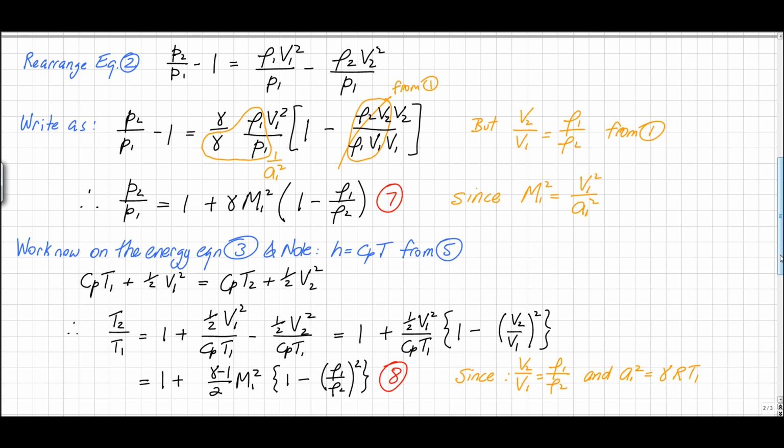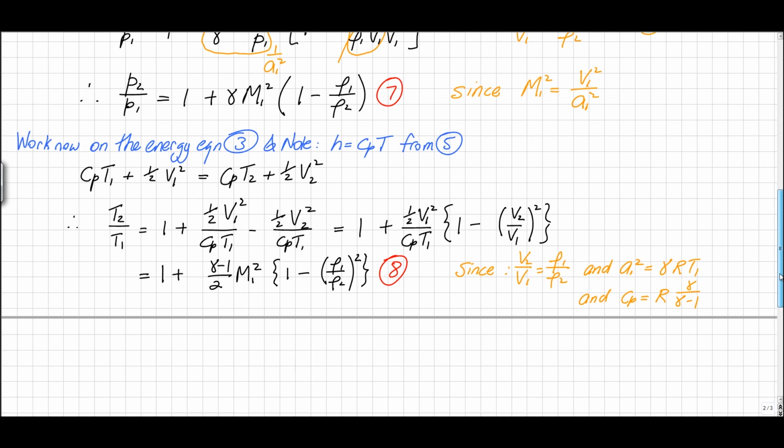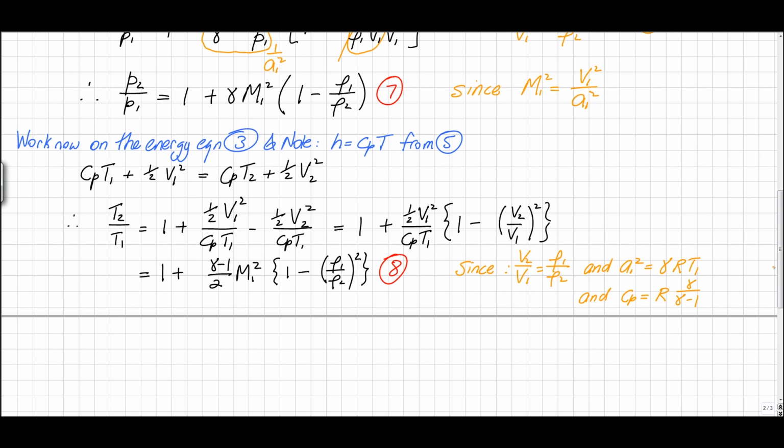There's one further thing we've done in order to get that. We've got a relationship between the specific heats and gamma and R, and Cp can be written as R times gamma over gamma minus 1. So you might want to play around with that and see if you can demonstrate that. It's a few lines. Okay, so that's left us with an expression for the temperature ratio across the shock wave.